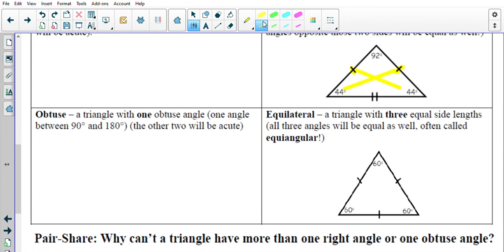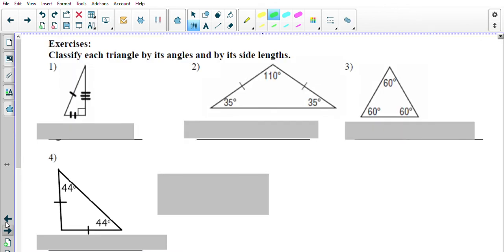So you'll notice that in this case, since all three angles have to be congruent, they actually all have to be 60 degrees, which also means that every equilateral triangle will also be an acute triangle. All right, let's take a look at some examples on the back of that first page of our notes. So it asks us to classify each triangle by its angles and by its side lengths.